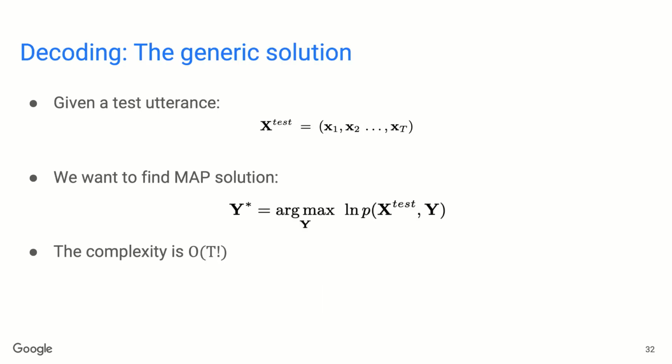Once we have trained the model, we can use it to decode new utterances. Given a test utterance, we want to find the label sequence Y, which maximizes the log joint probability. If we search the entire solution space, the complexity is t factorial, which is impractical.